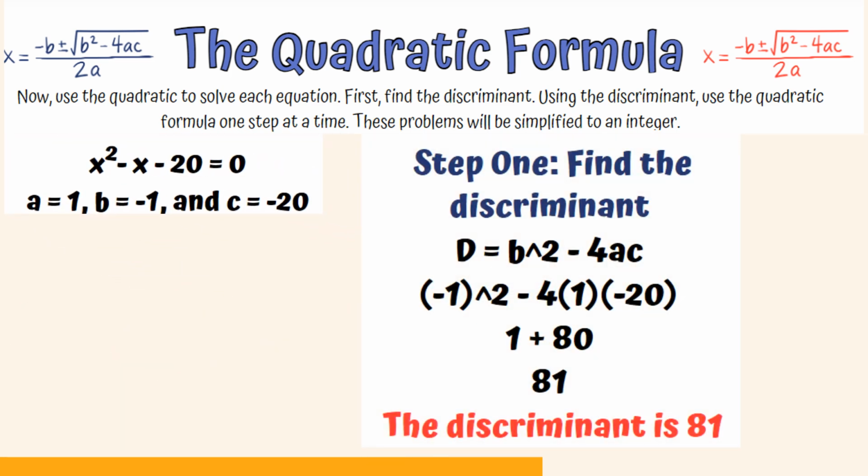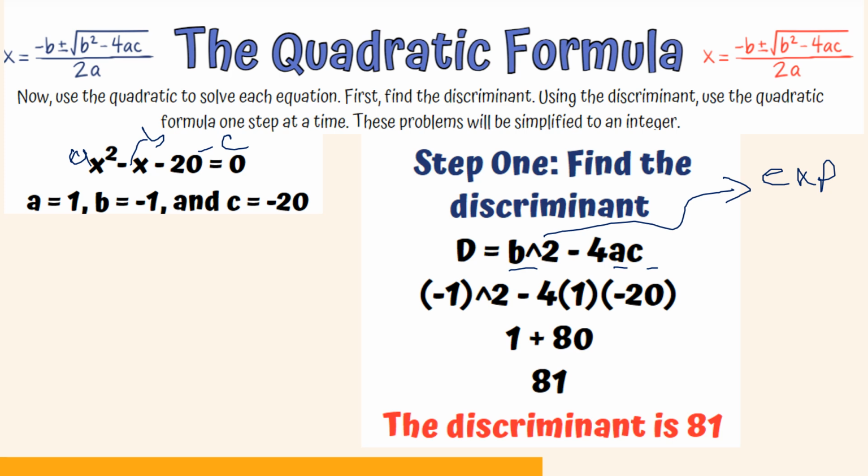So we found the discriminant. We used the formula. Discriminant is equal to B squared, this caret is just an exponent, minus 4AC. And once again, B, A, and C come from your formula. Here's your A, there's your B, and there's your C. So 1 squared gave us 1. -4 times 1 gave us -4. -4 times -20 gave us a +80. 1 plus 80 is 81.